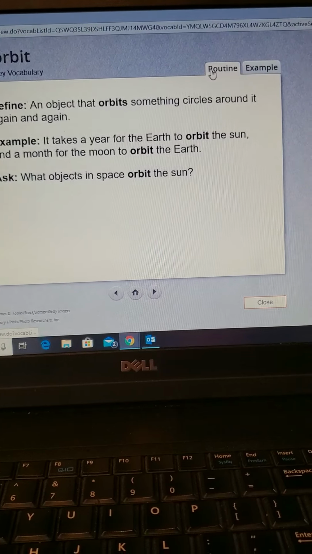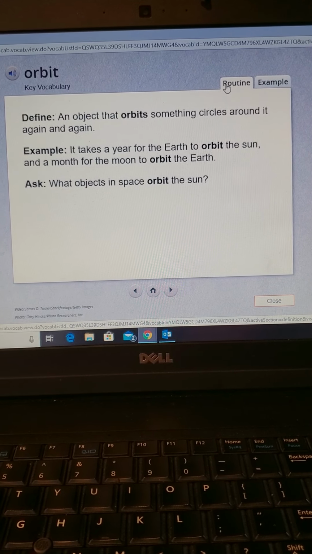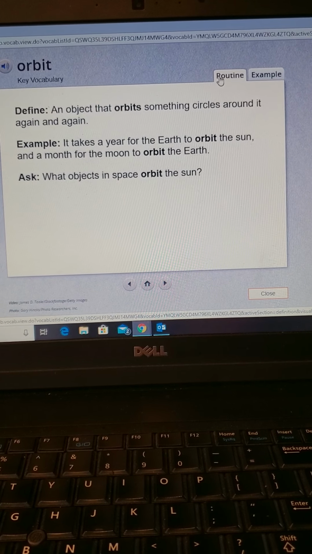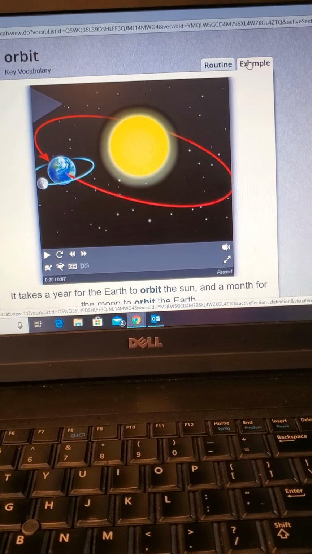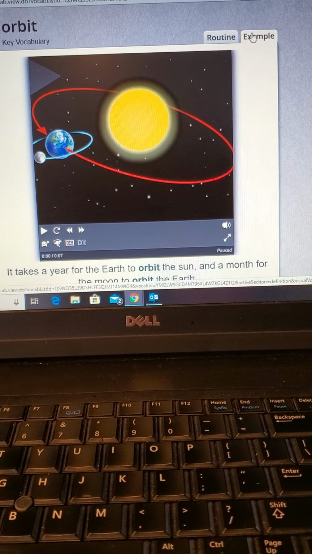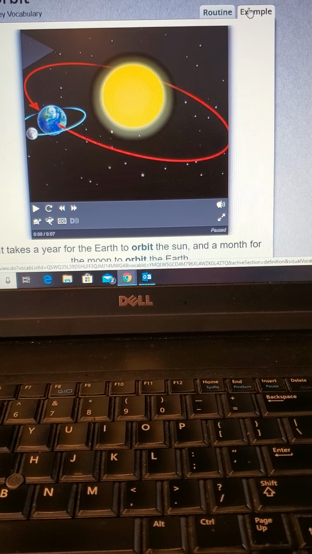Second word, sorry about that guys, is orbit. An object that orbits something circles around it again and again. An example: it takes a year for the Earth to orbit the Sun and a month for the Moon to orbit the Earth.